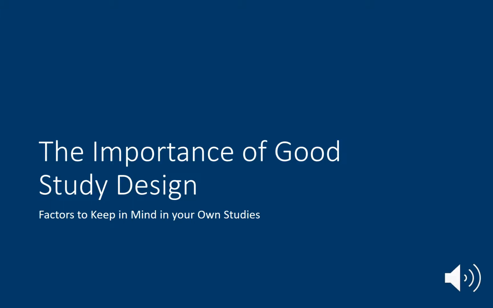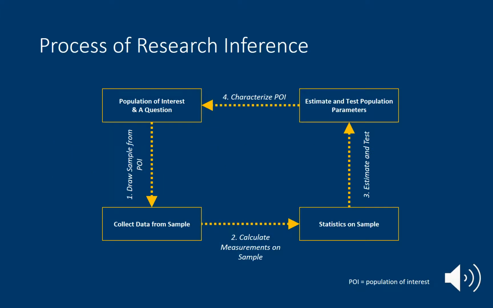So how do we go about designing a study? First, we have our population of interest and also a question that we want to answer. Then we draw a sample from our population of interest and we collect data related to our research question on that sample. Finally, we are able to do some statistics on that sample, and then based off of those statistics, we draw conclusions about our population of interest.